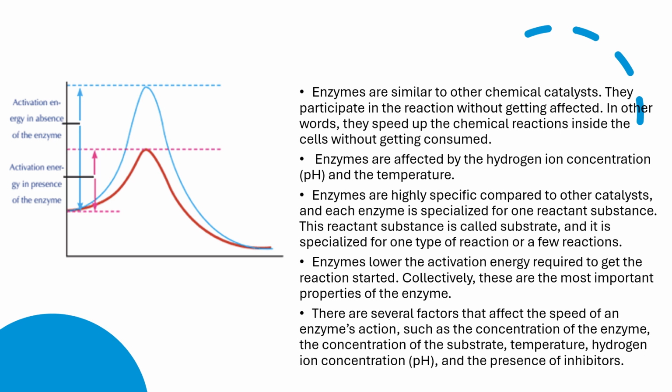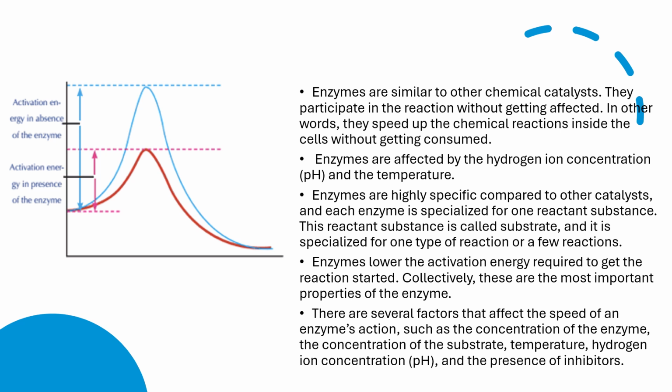Enzymes are similar to other chemical catalysts. They participate in the reaction without getting affected. In other words, we can say enzymes speed up the chemical reaction inside the cell without getting consumed. Enzymes are mainly affected by the pH, that is hydrogen ion concentration, and the temperature.